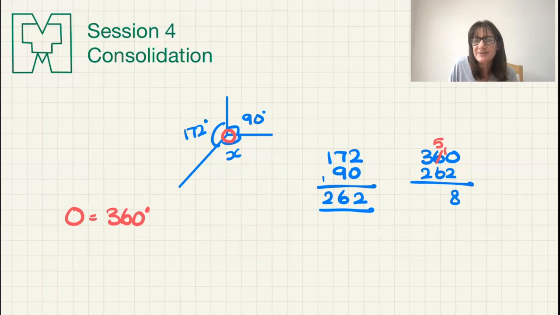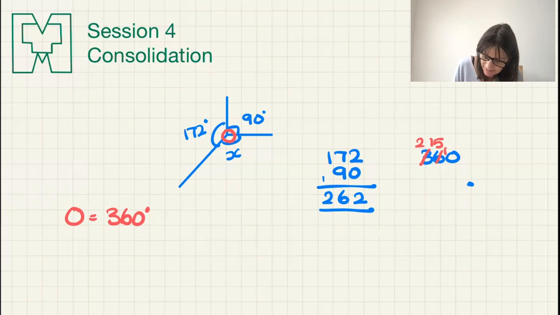5 take 6 is going to take me into negatives. So I can't do that. I'm going to have to borrow again. So I'm going to reduce my 3 down to 2 and put 1 in front of the 5. So I've now got 15. That's going to be big enough to take 6 from. 15 take 6 is, oh, went to a rubber, sorry. 15 take 6 is 9 and 2 take 2 is 0. It's gone.